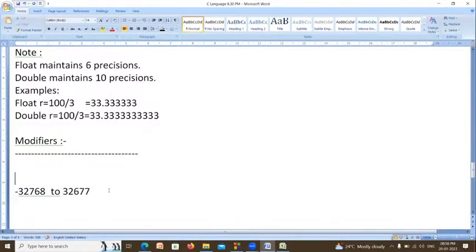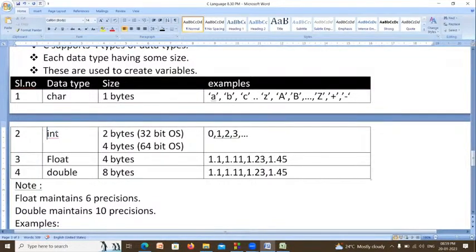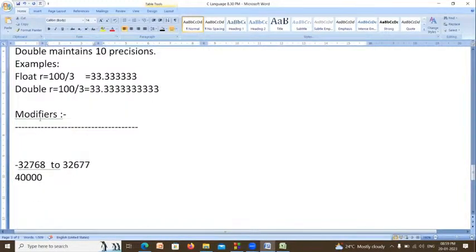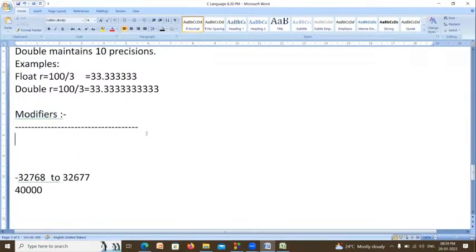In the same manner, if you store 40,000 in an integer variable, it can store only up to 32,000. It cannot store up to 40,000. So some data will be lost. To avoid this, what do we have to do? We have to modify the meaning of the data type. To modify the meaning of data types, we need to use modifiers. Now, what is a modifier? A modifier is also a keyword, which means it is already defined in the system.